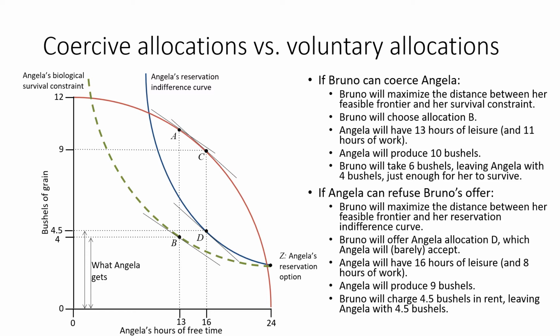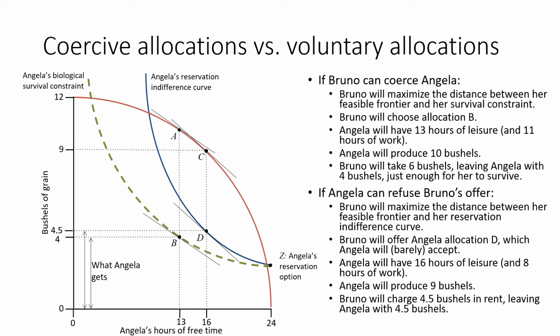So 4.5 go to Angela, the other 4.5 go to Bruno. Clearly, as we move from the coercive allocation B to the voluntary allocation D, things get better off for Angela, right? She gets an extra 3 hours of leisure and an extra half bushel of grain. The freedom to say no really does improve her outcome, right?